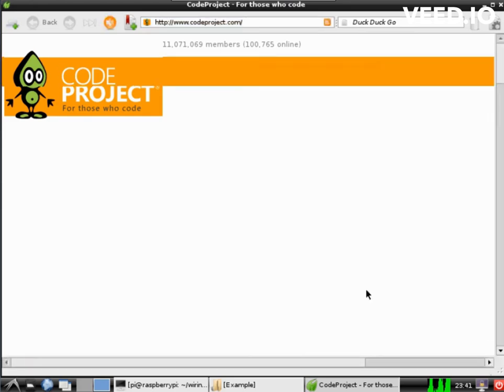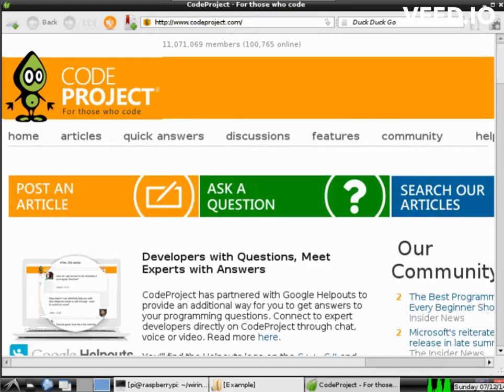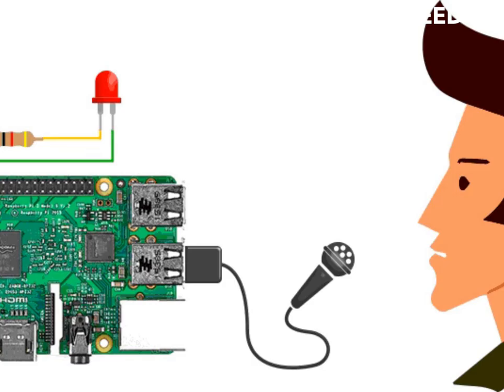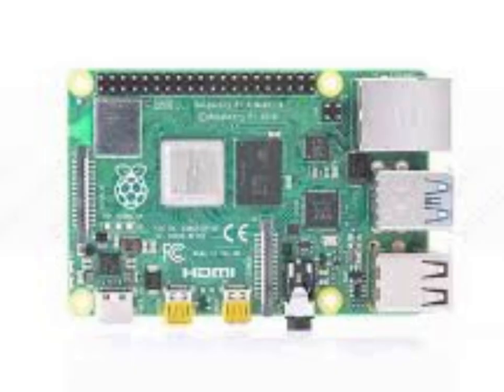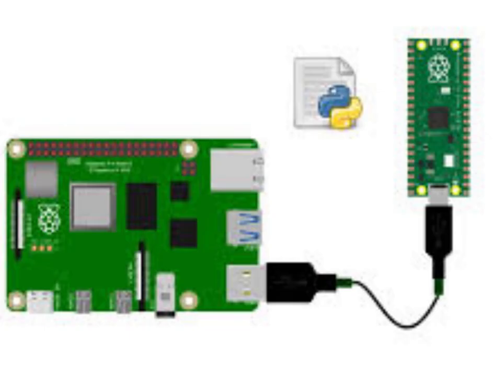Number 1. Raspberry Pi 1 Model B+. The first Raspberry Pi model released in 2012, featuring a 700 MHz single-core ARM CPU, 512 MB RAM, and 4 USB 2.0 ports. Number 2. Raspberry Pi 2 Model B, released in 2015, with a 900 MHz quad-core ARM Cortex-A7 CPU, 1 GB RAM, and 4 USB 2.0 ports.